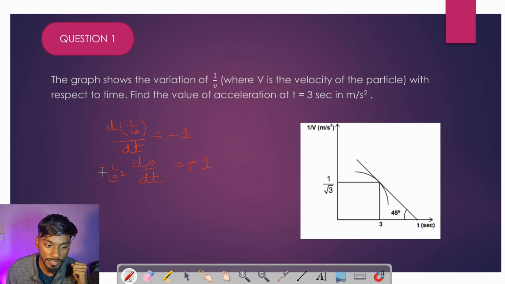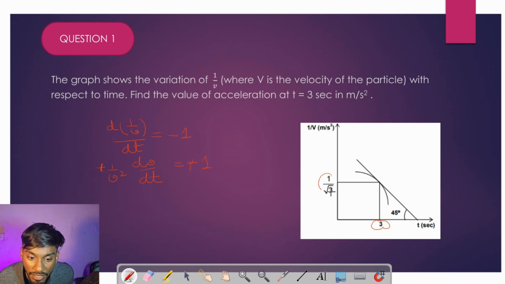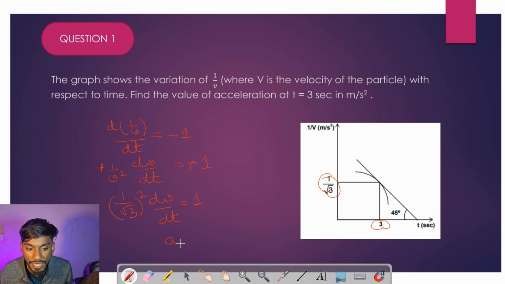Now cancel the minus signs. And then they are asking you to find the acceleration at t equal to 3 seconds. Now I don't have time dependency in the constant part. I have the velocity dependency. So just see, they have mentioned t equal to 3. What is the value of this particular velocity? It's 1 by root 3, right? Just substitute that in 1 by v square. 1 by v is 1 by root 3. So (1 by root 3) whole square times dv by dt is equal to 1. From here, dv by dt is nothing but acceleration. Can I say that that's 3 meter per second square?